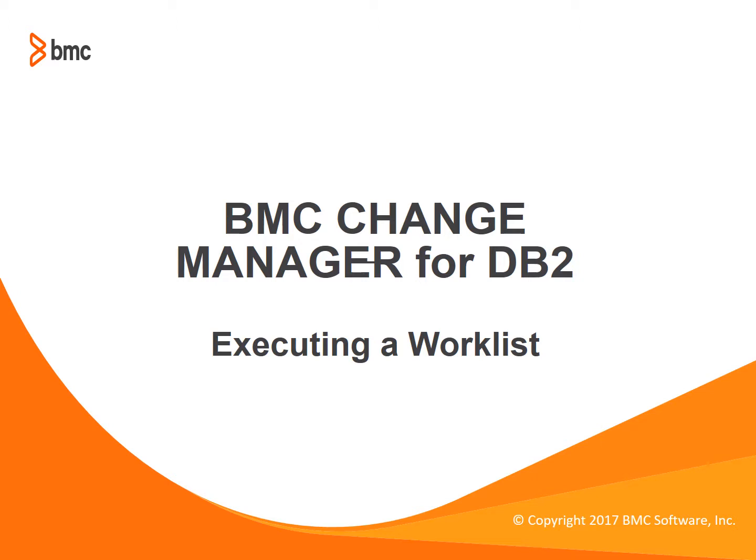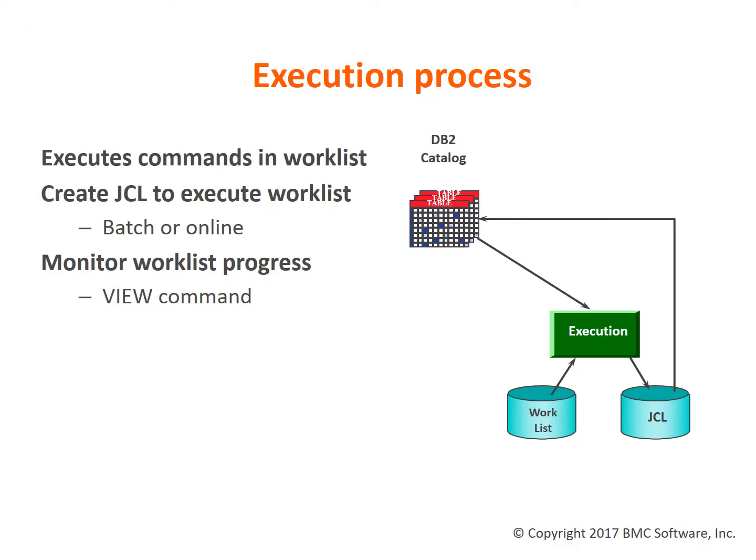In this quick course, I will show you how to use Change Manager for DB2 to execute a work list. After you've specified and analyzed the work you intend to do in a work ID, you are ready to execute the work list. During the execution phase, Change Manager will read the work list, access the DB2 catalog to gather information about data sets that may need to be created, and create the JCL needed to execute the work list.